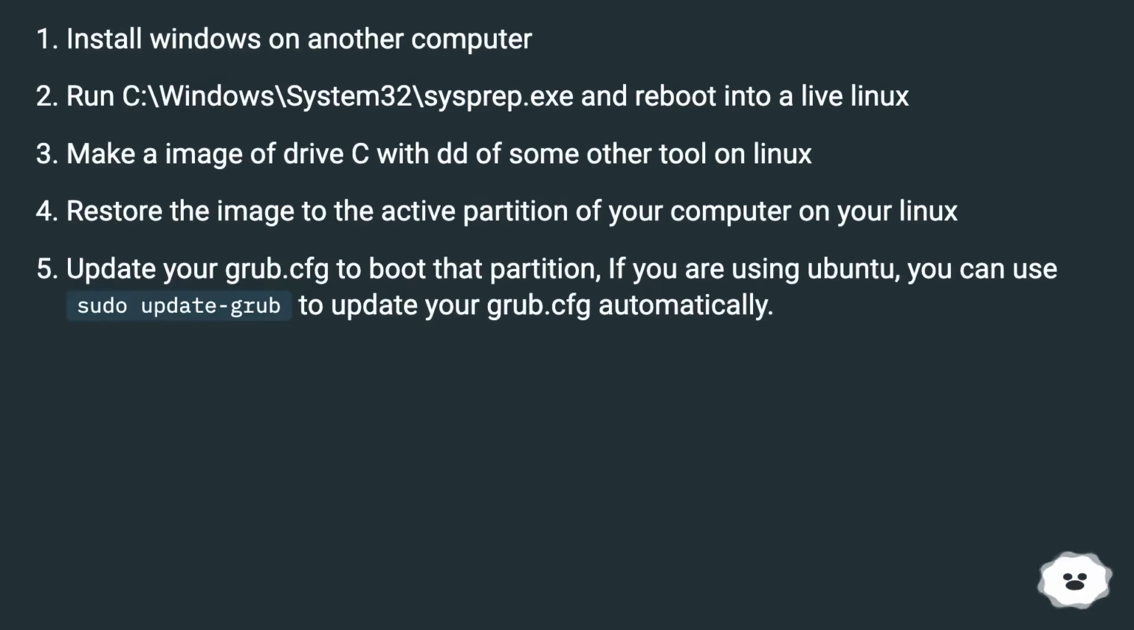Install with the help of another computer. Install Windows on another computer. Run c:\windows\system32\sysprep.exe and reboot into a live Linux. Make an image of drive C with dd or some other tool on Linux. Restore the image to the active partition of your computer on your Linux. Update your grub.cfg to boot that partition. If you are using Ubuntu, you can use sudo update-grub to update your grub.cfg automatically.